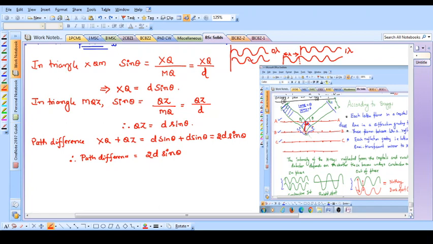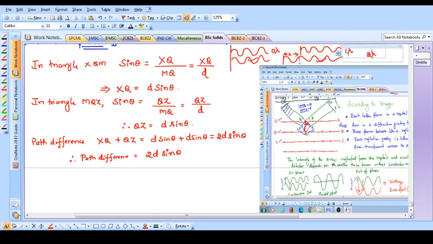So in both the cases the waves are in phase and they should give constructive interference. If I extend this, if the path difference between the two waves is 2 into lambda, then also they are in phase with each other and they undergo constructive interference.